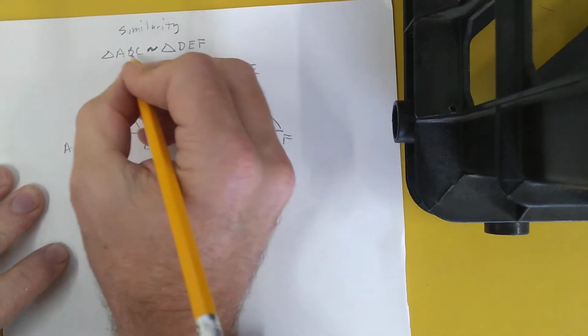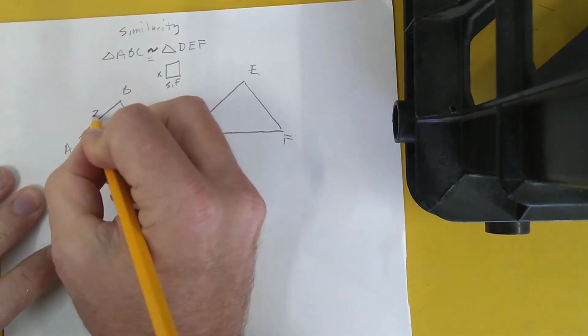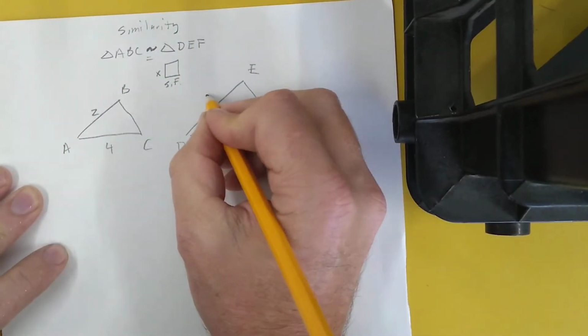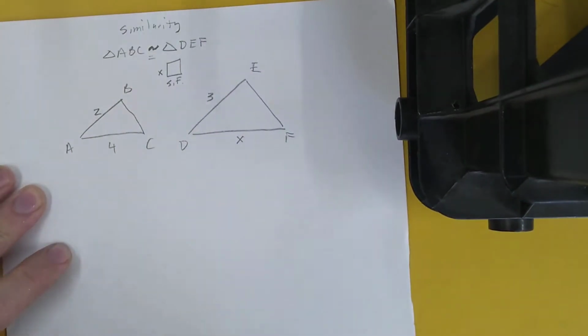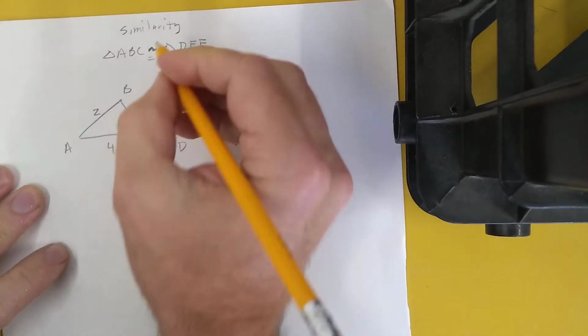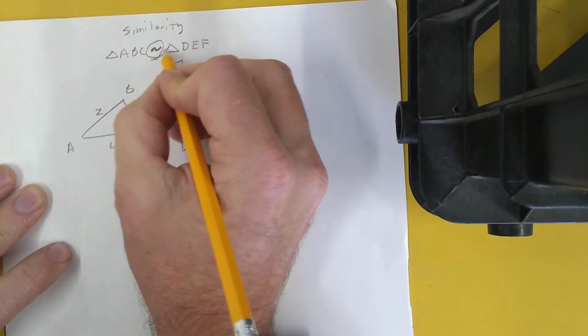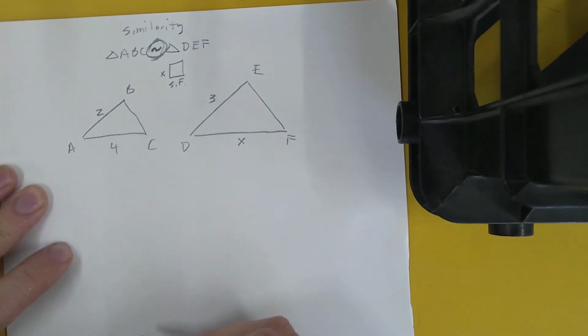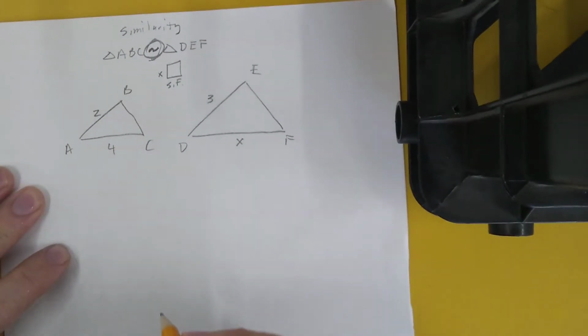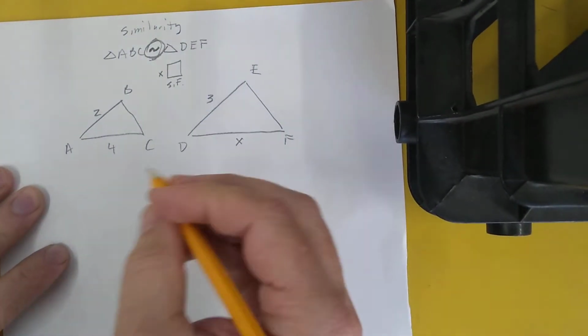But if I tell you that these things are similar, and I tell you this is 2 and this is 4 and this is 3 and I don't know what this one is, we can set up a proportion to figure out what the missing thing is. This assumes that we know they are proportional, and I've told you that they are proportional or similar. So I know I can set up a proportion to do this.